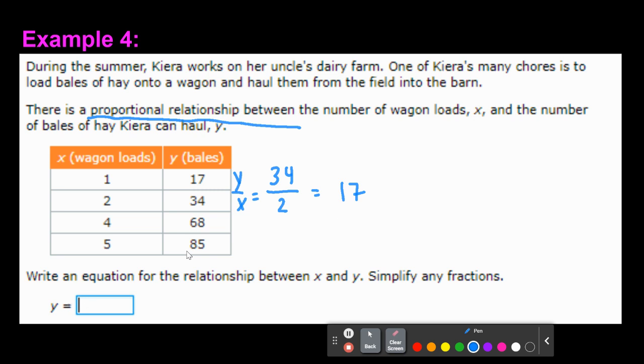So what is our equation? Our equation is y equals 17 times x. Now think about it. That makes sense, right? This equation is saying take this value, multiply it by 17, and we will get this value. Take this value, multiply it by 17, and we get this value, right? That's what this equation is telling us to do. Take our x value, whatever it may be, multiply it by 17, and we get our y value.